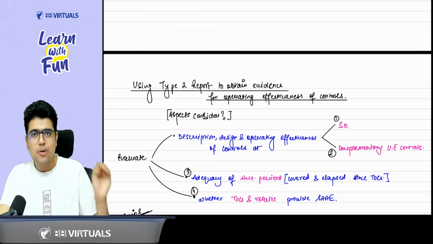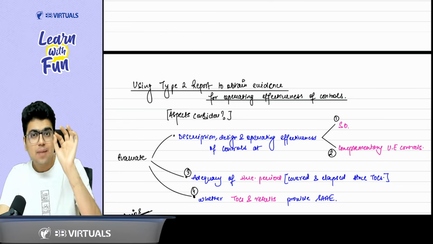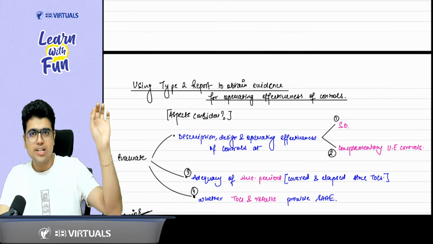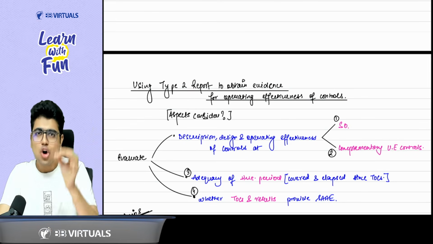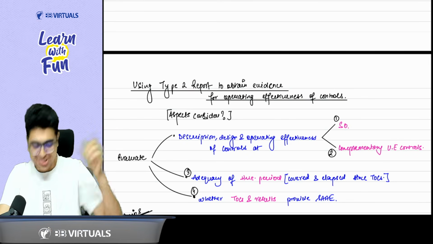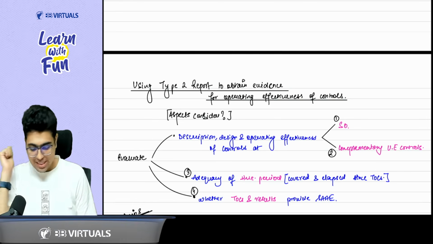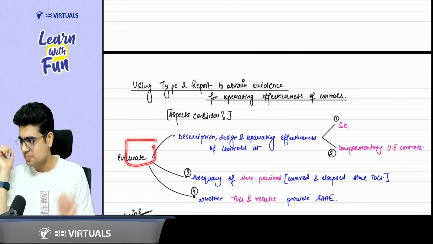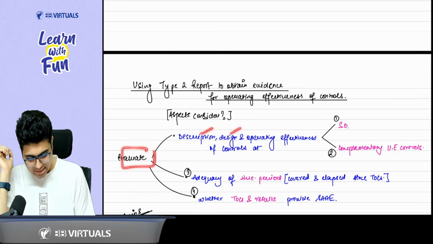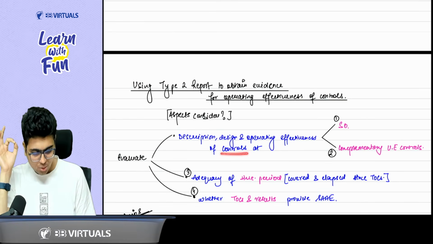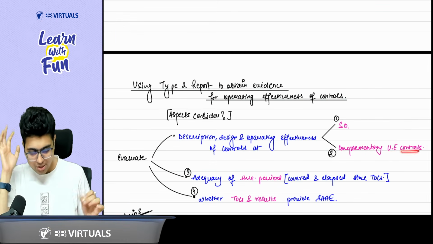These are the 4 points you need to cover. Now, whenever I am talking about the controls at the service organization, what controls will come automatically? Complementary user entity controls. So you will evaluate these aspects: evaluate the description, design, and operating effectiveness of the controls at the service organization, and the controls to support them, the complementary user entity controls.